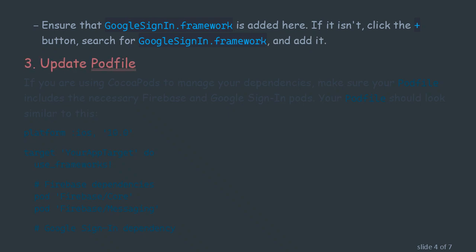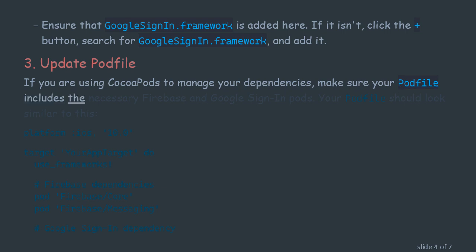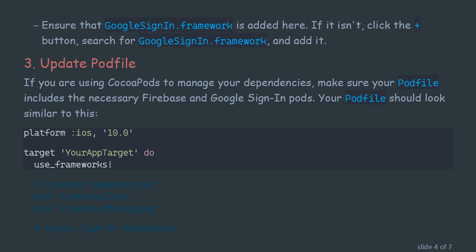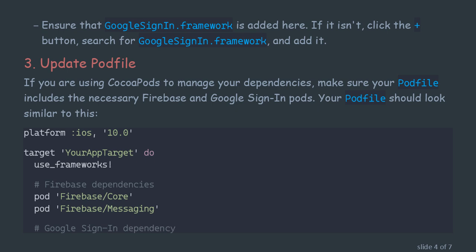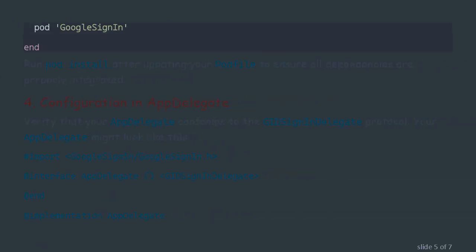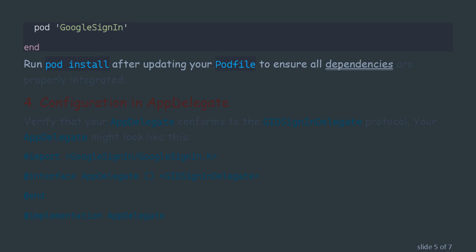3. Update Podfile. If you are using CocoaPods to manage your dependencies, make sure your Podfile includes the necessary Firebase and Google Sign-In pods. Your Podfile should look similar to this. Run pod install after updating your Podfile to ensure all dependencies are properly integrated.